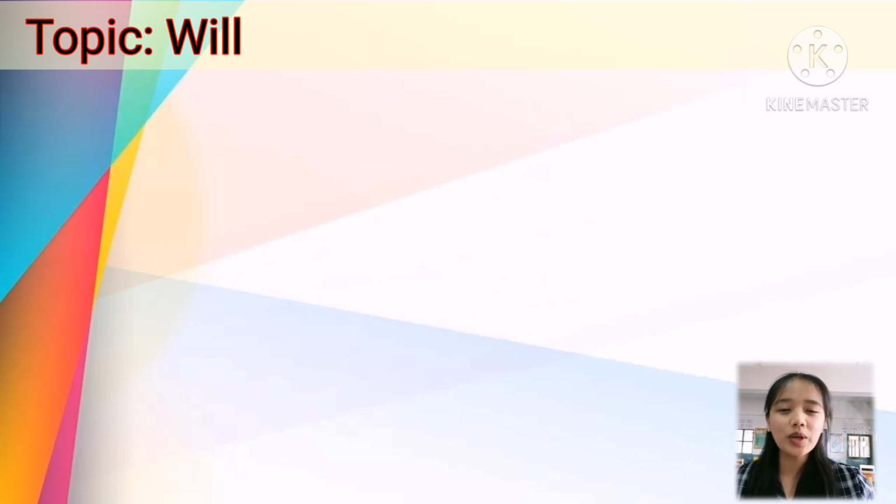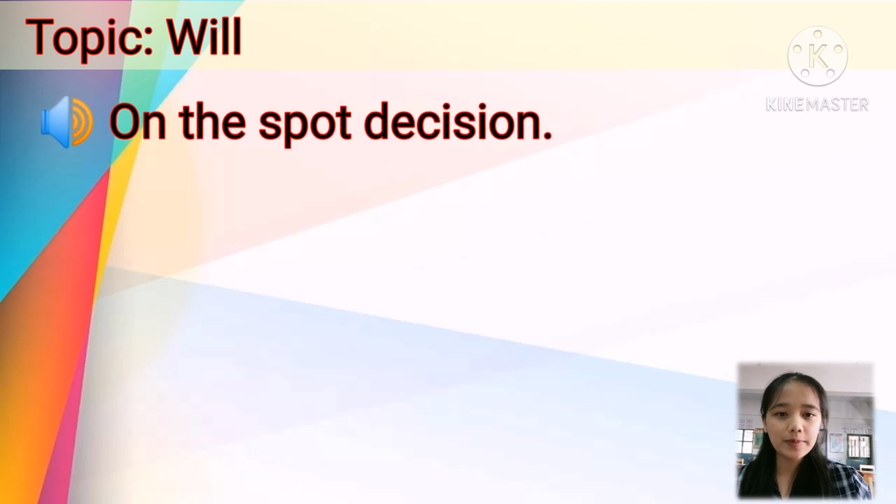For the next one, we are going to talk about its uses. For the first one, we use "will" for on-the-spot decisions. When we say on-the-spot decision, it means that we didn't plan to do something, but at that moment, we just decided to do it because we would like to experience it, we would like to see the result of it, or maybe we are just amazed about something.